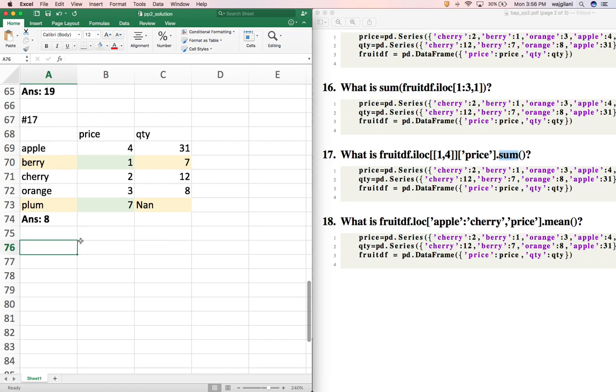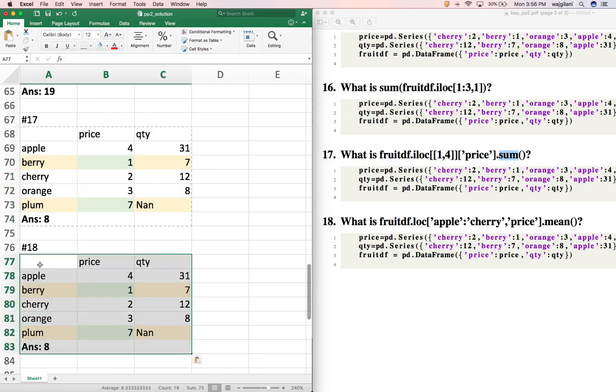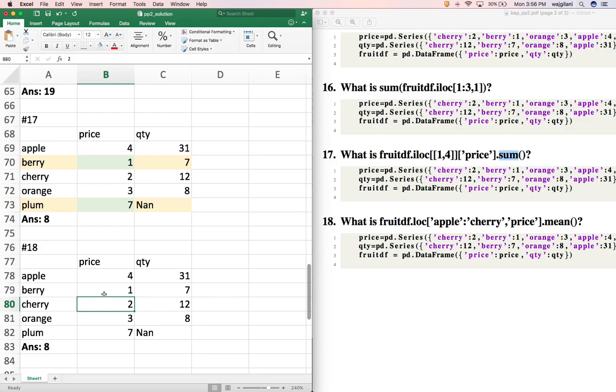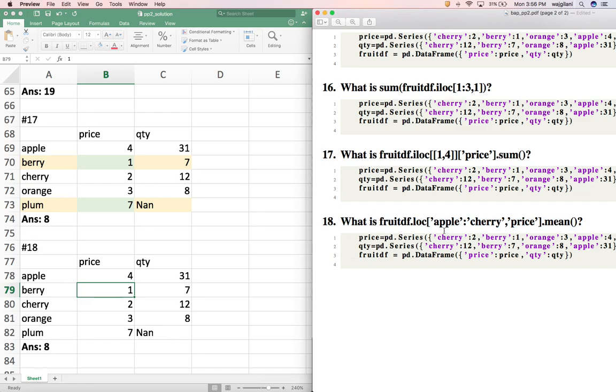And now we're on to number 18, the final question for this practice set 2. It's going to have the same table. All right, let me clear it out. So I'm now doing LOC. I throw LOC in here. Remember, LOC does the slicing strictly by the indexes and the column names. Because the indexes are alphanumerics, I must use those alphanumerics.